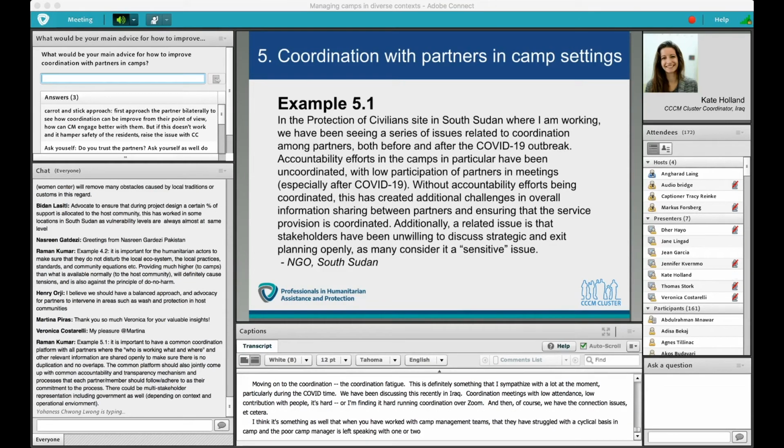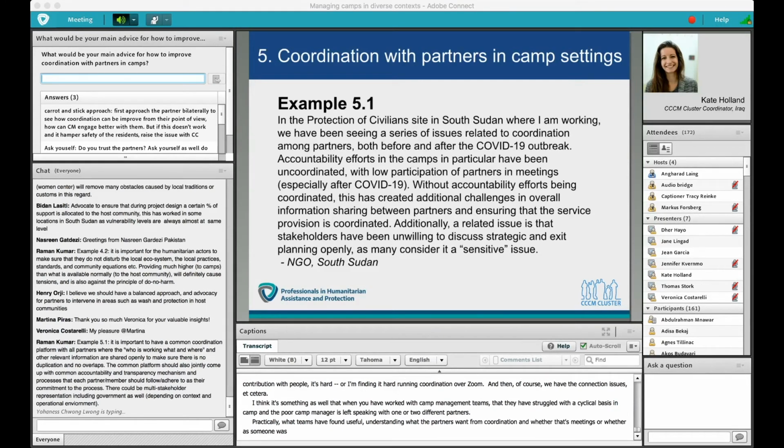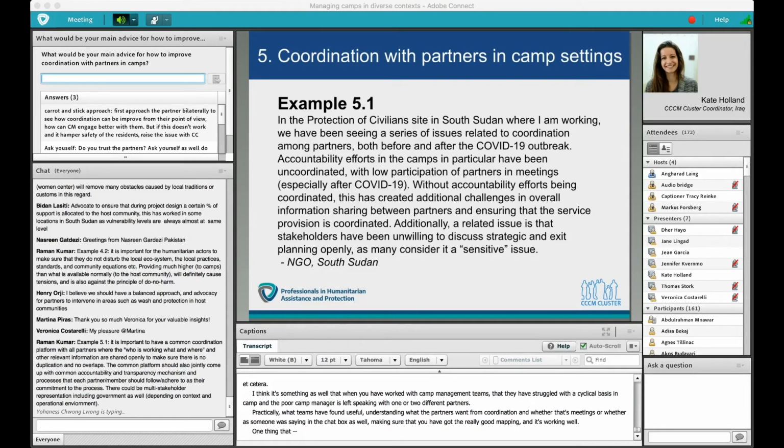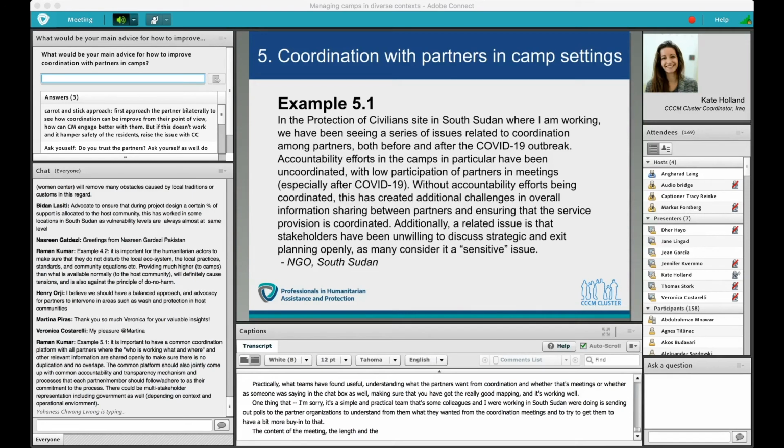Practically, things that teams I've worked with have found useful is partner participation in coordination. So understanding what the partners want from coordination, whether that's meetings or, as someone was saying in the chat box as well, making sure that you've got a really good mapping of who's working where. One very simple and practical thing that some colleagues were doing when I was working in South Sudan was sending out polls to the partner organizations to understand from them what they wanted from the coordination meetings and try to get them to have a bit more buy-in to that. The content of the meeting, the length and the frequency, and trying to get people to feel like they have helped create something, and then buying in a little bit more to continuing to attend.